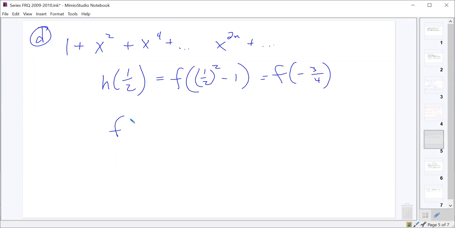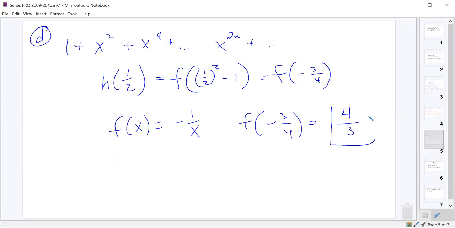So that should be f of 1/4 minus 1, or f of negative 3/4. And if f of x equals negative 1 over x, then f of negative 3/4, flip it and take the reciprocal, ought to be 4/3. Good or no? Any questions on that?